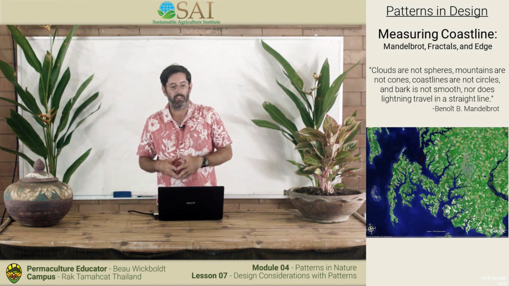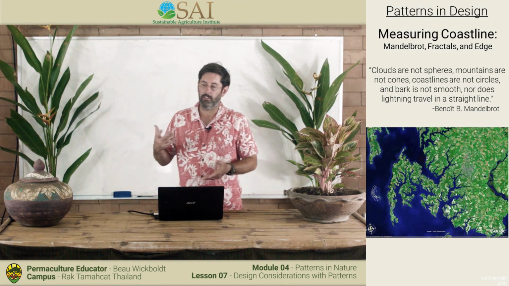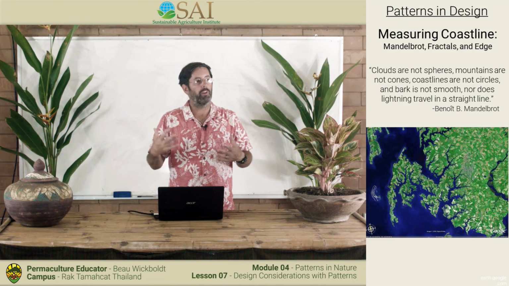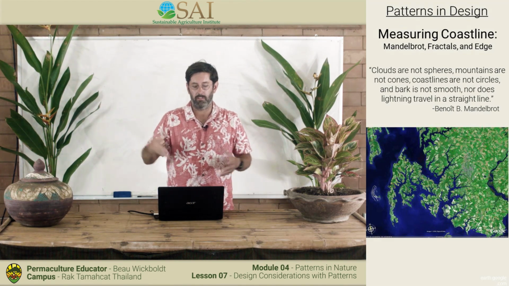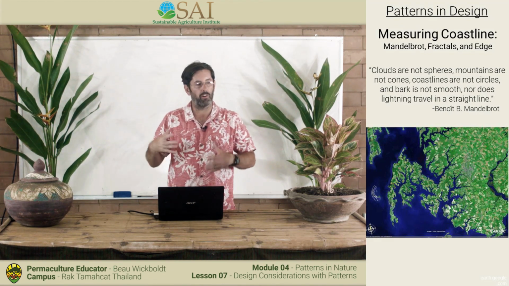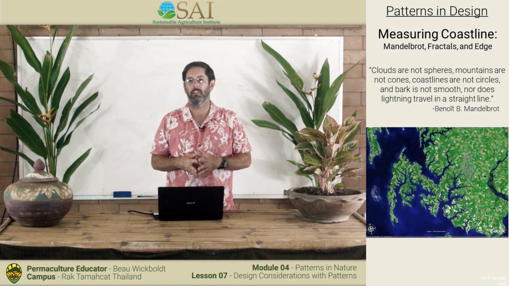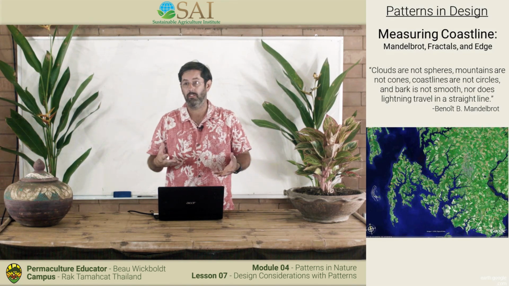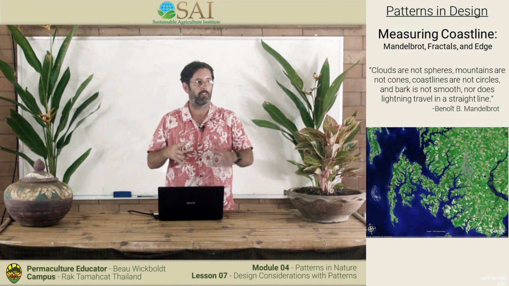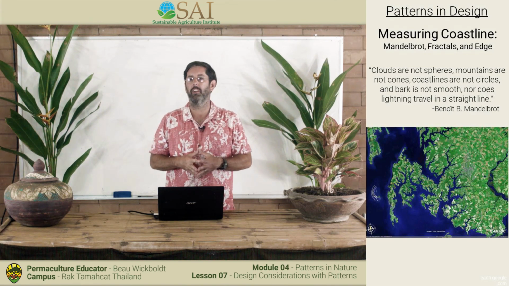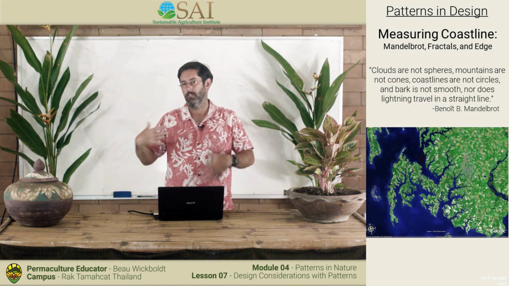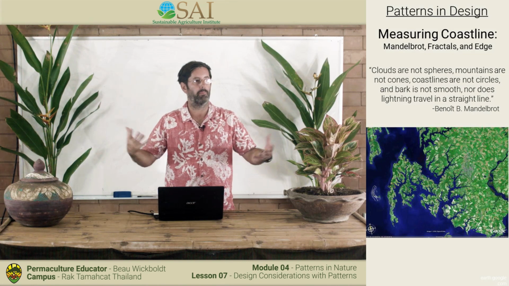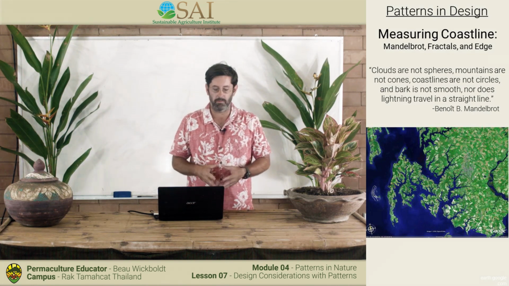So this is measuring coastlines, which is called Mandelbrot's fractals and edge. So when we see in nature, so this is from space, the coastline, look at all the edge afforded in that coastline. So the fisheries are going to be much more increased. Lots more edge. It's going to make that a very interesting place. Okay? So edge increase is basically the biodiversity of any region.